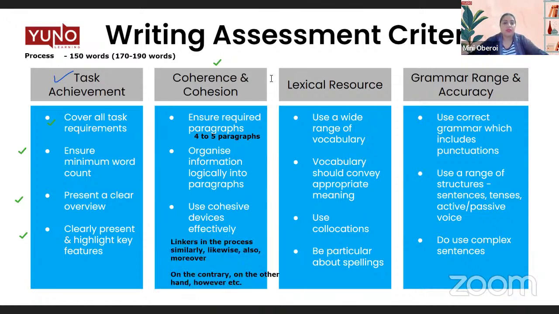After this, when we talk about the lexical resource, it must have the use of a wide range of vocabulary. If our vocabulary is very simple and basic, or if it is very repetitive, we cannot score well here. Then the vocabulary should convey the appropriate meaning.